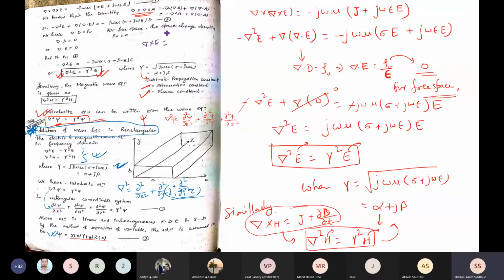Okay, so curl E is equal to jωμH. So jωμH means the electric field is converted into the magnetic field. That is a one-dimensional analysis. And the magnetic field will be converted into the electric field. So if the magnetic field is converted to the electric field and the electric field to the magnetic field, the one-dimensional analysis can be done.